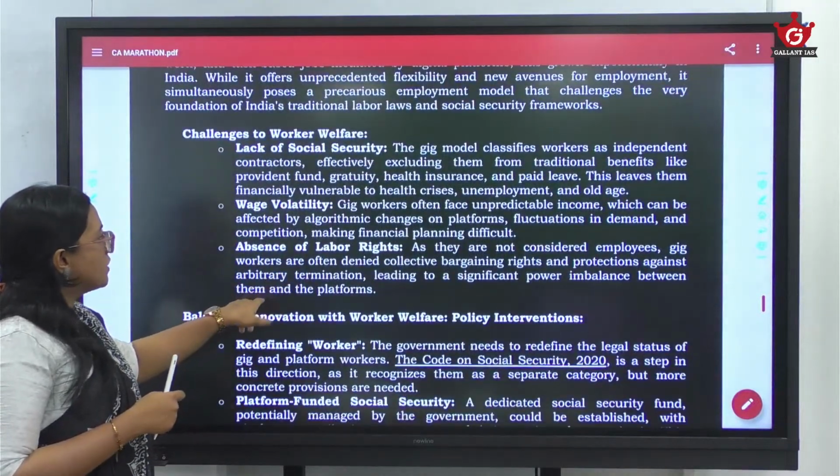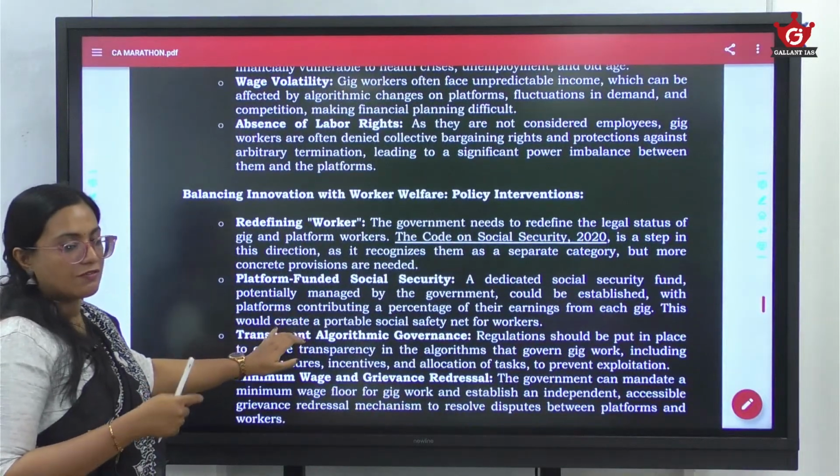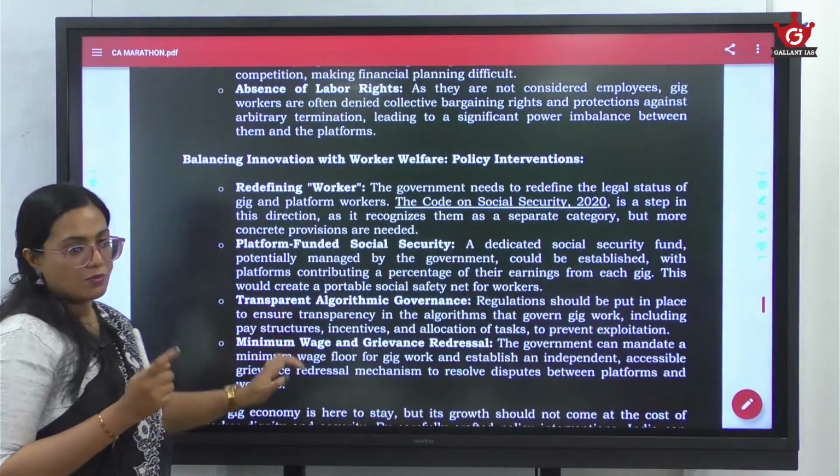Challenges: lack of social security, wage volatility, absence of labor rights. Then how do you balance innovation with the worker welfare? That was the question. Redefining worker.